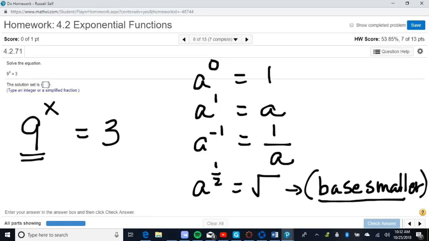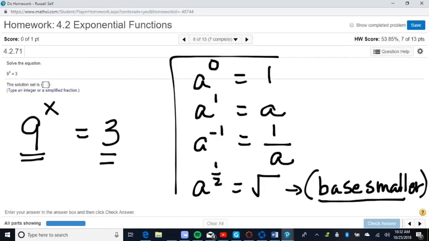So our base is a 9, but we're turning it into a 3. So we're making it smaller. So that tells us that our exponent has to be a fraction. And so you can just ask yourself, what root of 9 would be 3? The square root, so that's the 1/2 power. Now, you can kind of do these intuitively as long as you know these laws of exponents.